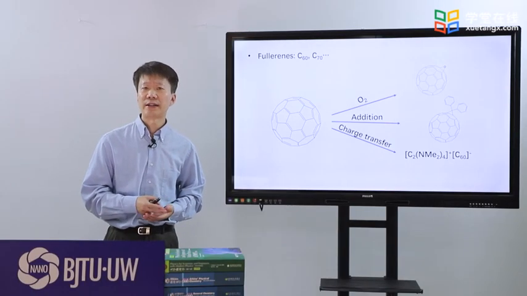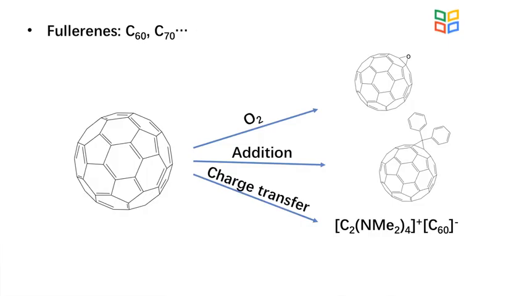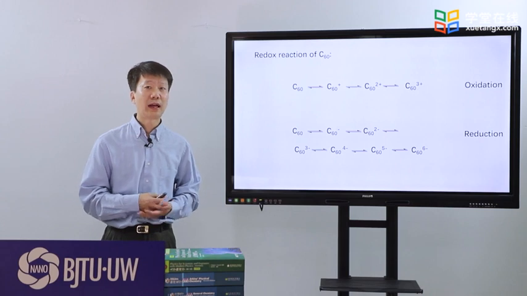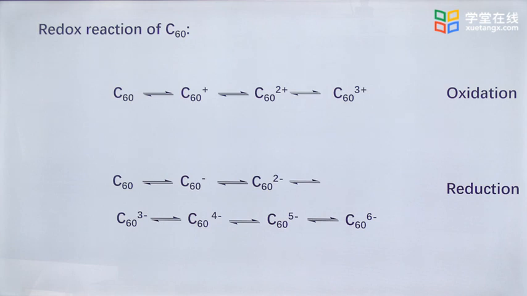Fullerenes are reactive. For example, they react with oxygen to form fullerene oxide, form derivatives with various structures through addition reactions, and even form charge transfer complexes with some organic molecules. C60 can be oxidized to lose 3 electrons, and can also be reduced to receive as many as 6 electrons through 6-step sequential processes. Such redox behavior had been predicted theoretically and later proved experimentally, though very difficult.